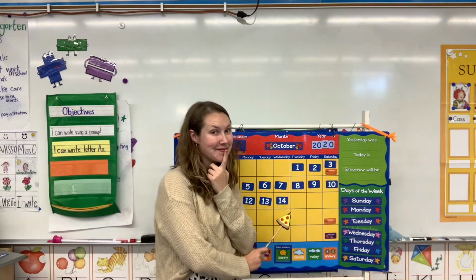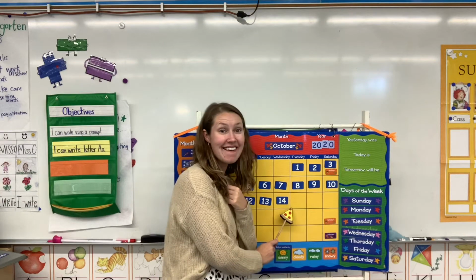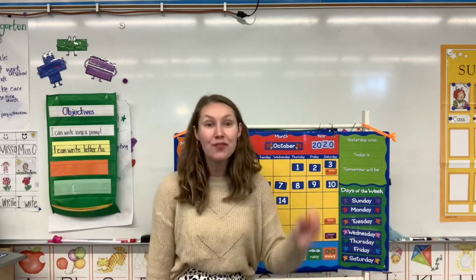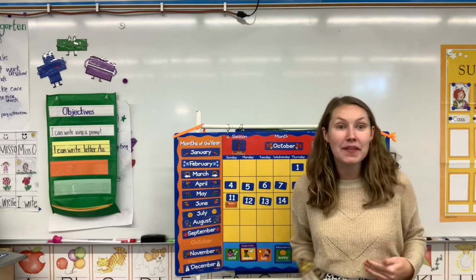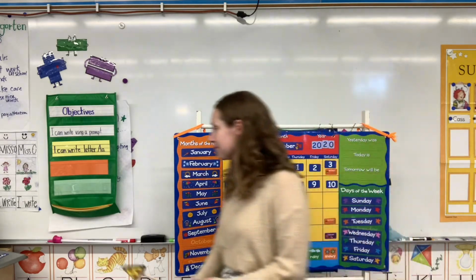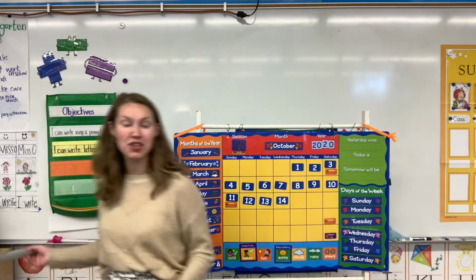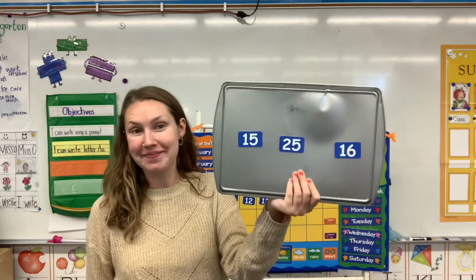Let's think. 14, 15. 15 is one number bigger than 14. It's the number that comes after 14. So let's see which number shows as 15. Is it my first number, my middle number, or my last number?